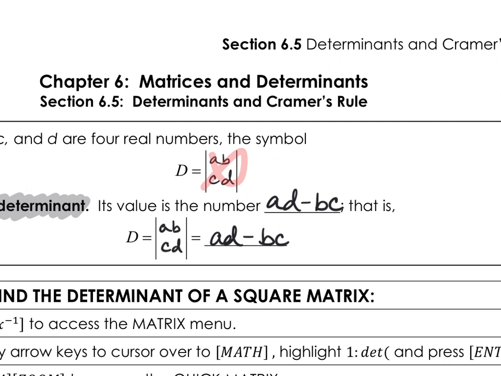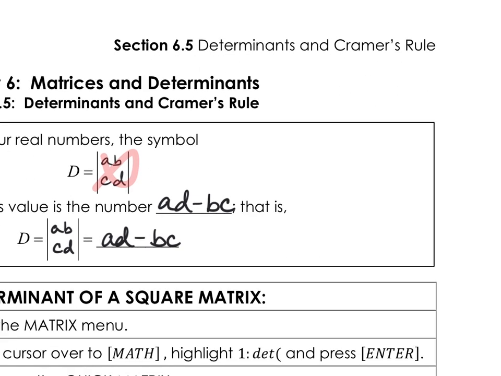One of the definitions you had in your homework problems last time that we had to talk about a little bit was the word invertible. So this determinant right here, this A times D minus B times C, if it's any number besides zero, that means that it is invertible, meaning it has an inverse. So that was a definition that popped up on our homework last time, and that's what this is talking about.